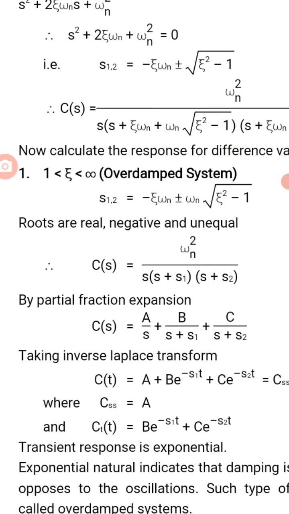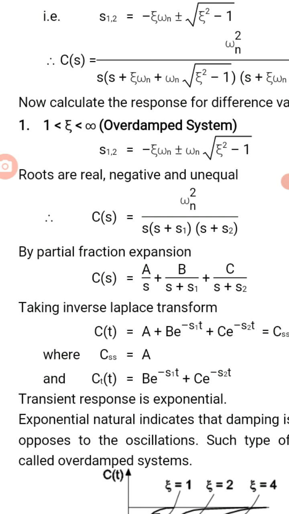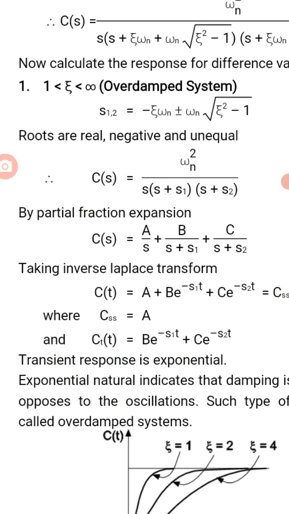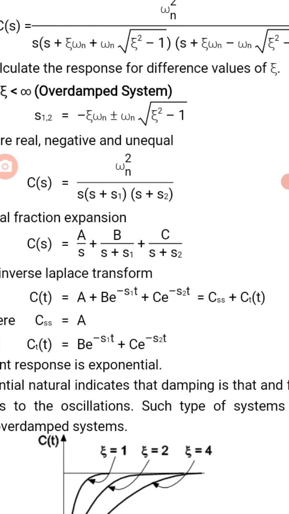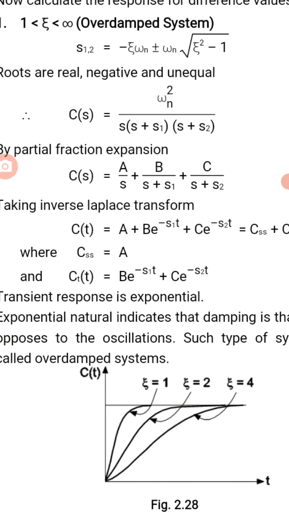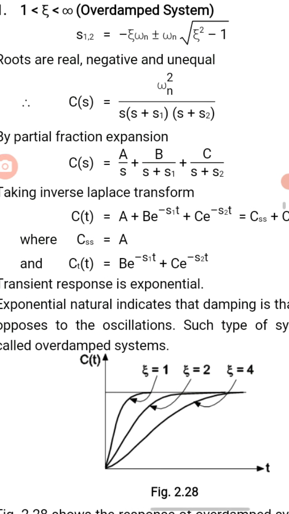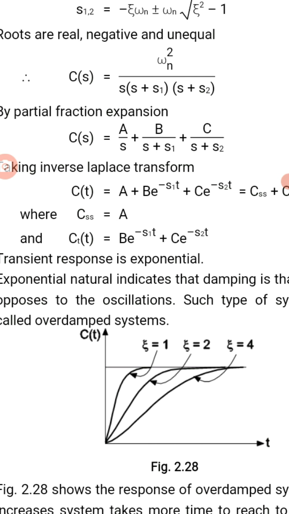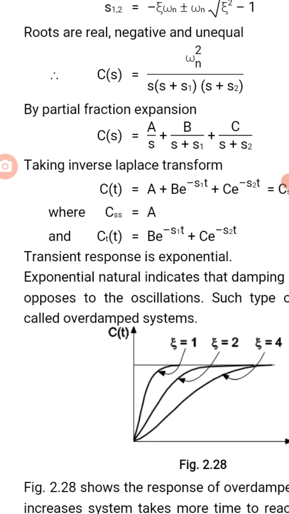If I have an overdamped system, then C(s) becomes A upon s plus B upon s plus s1, C upon s plus s2, and if I take the inverse Laplace transform, the output will be c(t) is equal to A plus B e raised to minus s1 t plus C e raised to minus s2 t, which is equal to css plus ct. Transient response is exponential from this above equation.